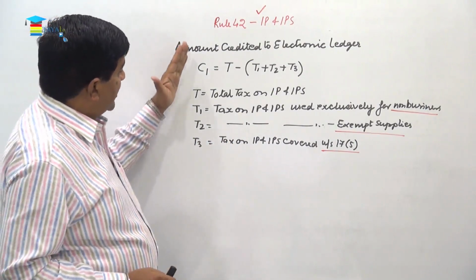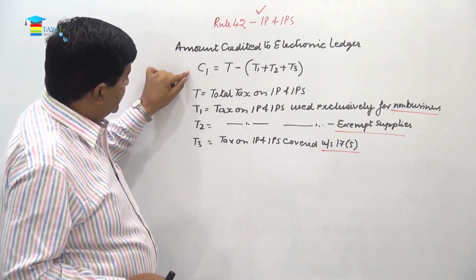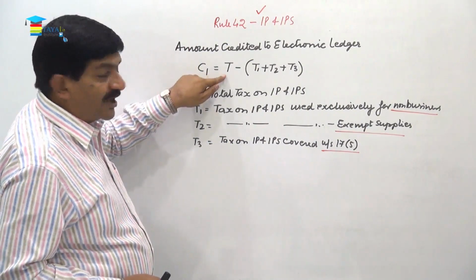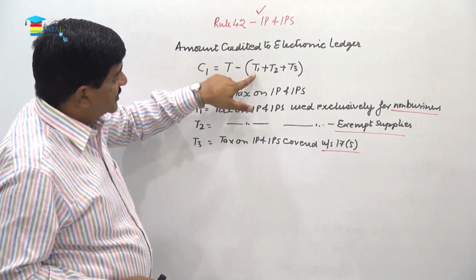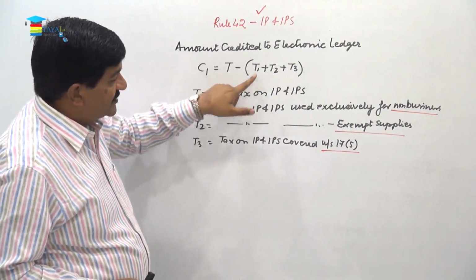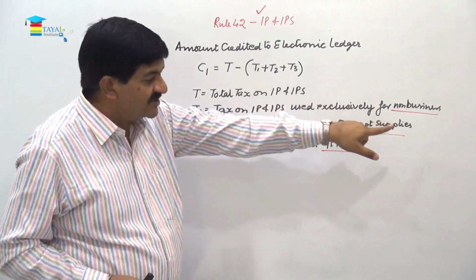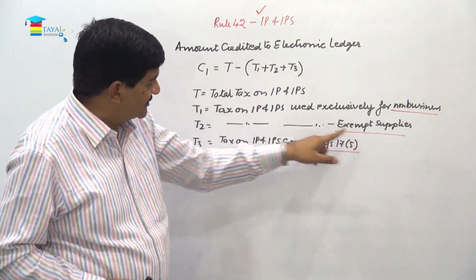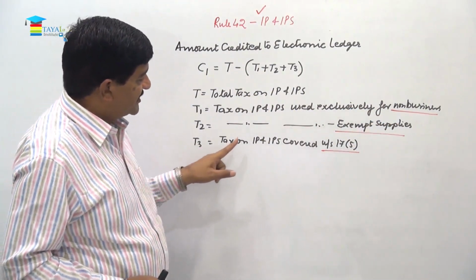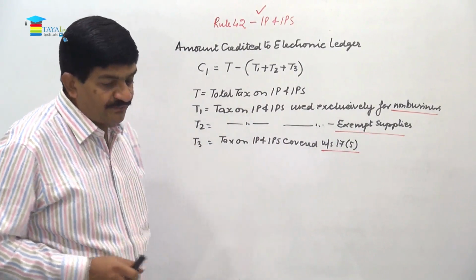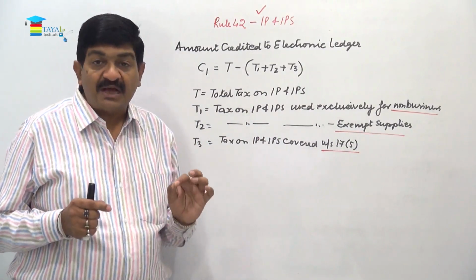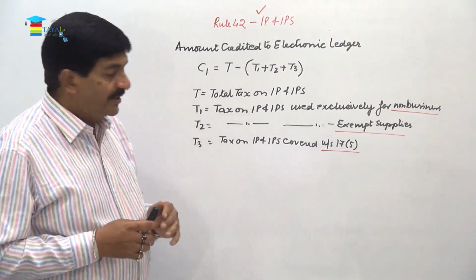So this amount which is to be credited to ledger is equal to total amount of the tax which is on input services minus tax on the input services which are used exclusively for non-business purposes, then exclusively for exempt supplies, and then we have tax on input services covered under section 17(5). So first of all we calculate this amount, that is amount to be credited.